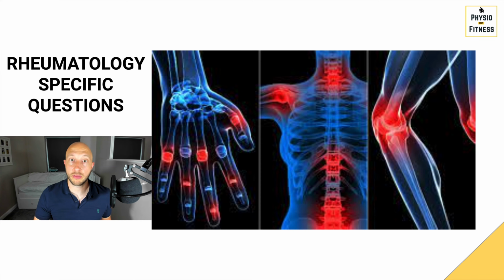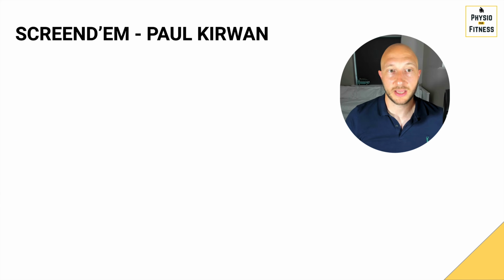And certainly the other thing you can do is safety net if someone's kind of borderline and you're not quite sure. Paul Kerwin, who is a physiotherapist, I think in the UK, came up with a really good mnemonic called Screendom, and each letter represents a different question or topic that you would ask or think about with a patient if you're suspecting a rheumatological disorder.